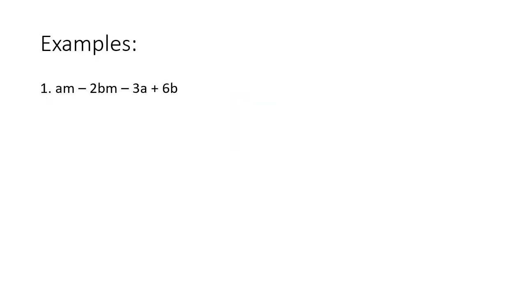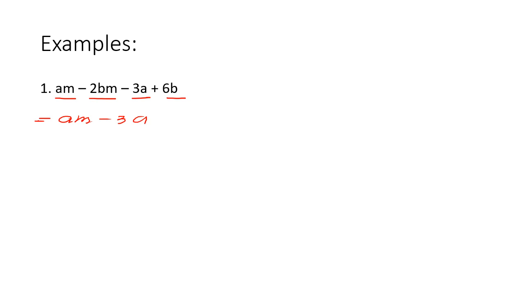So here, let's have am minus 2bm minus 3a plus 6b. So we are going to simplify the expression using grouping of terms. So the similar terms for this expression are am and then 3a, so those that have a on it. And then we could group 2bm and then 6b. So with that, we will have now am minus 3a, right?